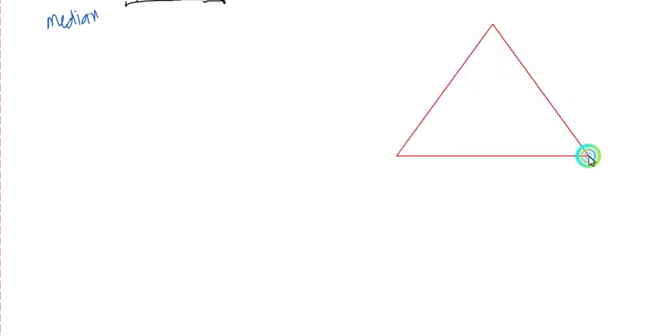The median of a triangle is the segment connecting some vertex to the midpoint of the opposite side. That is your median. So for the formula, again, if you have a triangle, for example, you connect the vertex to the midpoint of the opposite side. For example, this is the midpoint of the side. You connect this, and that is your median. They are now connected.